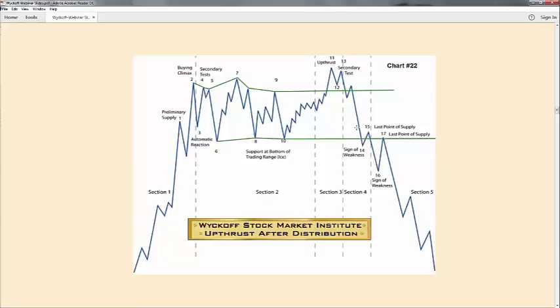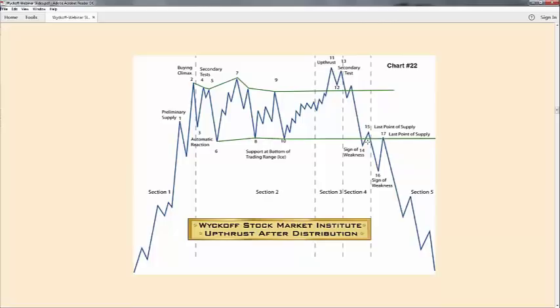So we have, excuse me, I'm just getting my stuff together. We had the upthrust, the secondary test at 13. The one thing that I really want to mention is that upthrusts do not need to be tested. The supply just, everything just crashes and it goes down. So if there's an upthrust, our secondary test is not required.